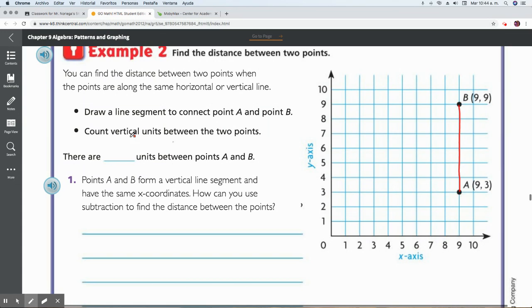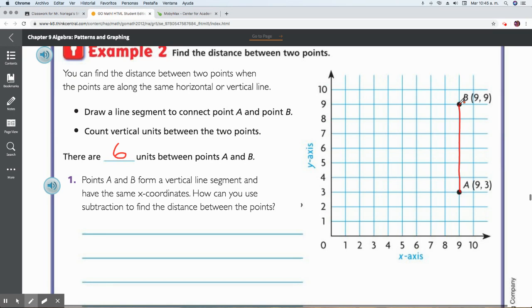Count vertical units between the 2 points. So how many units are between point A and point B? Vertical units means that we need to go up and down. So from point A, I'm going to start by counting how many units are in between point A and point B. 1, 2, 3, 4, 5, 6. So there are 6 units between point A and point B. That means I need to walk a distance of 6 units going up to get from point A to point B.